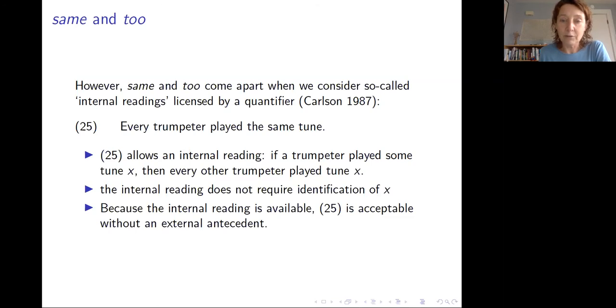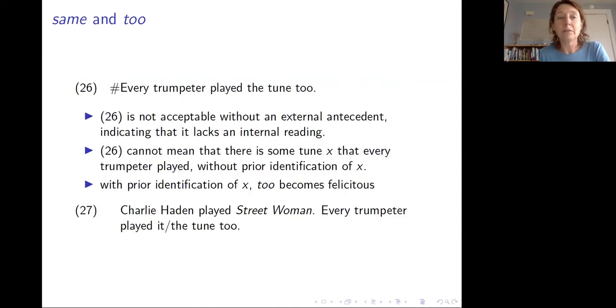So far, we're not saying anything new. The internal readings of same have been discussed extensively. But to our knowledge, what has not been noticed is that too does not license an internal reading. So 26, every trumpeter played the tune too, I cannot use as an answer to the question, how was the concert? So the fact that 26 is not acceptable without an external antecedent indicates that it lacks an internal reading. That is, 26 cannot mean that there is some tune X that every trumpeter played without prior identification of X.